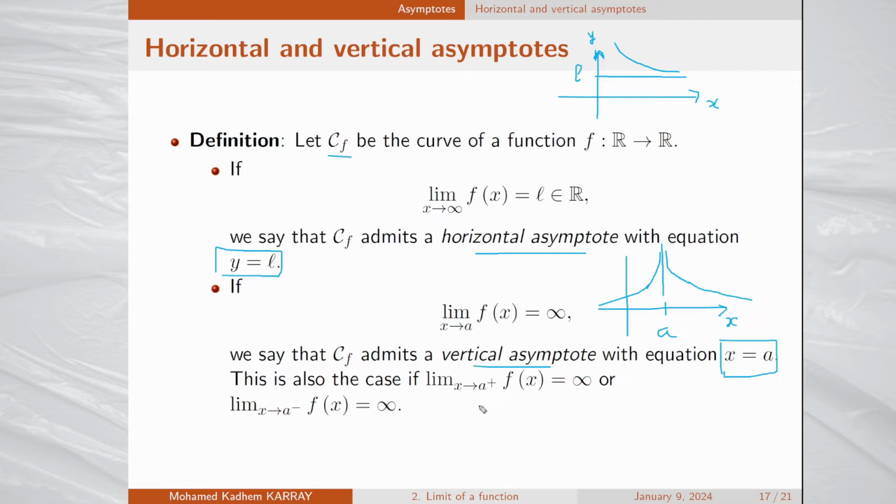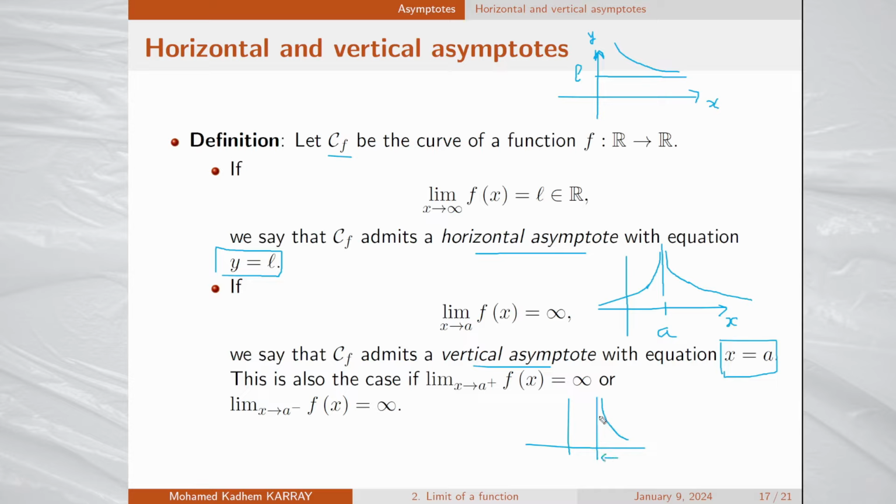This is also the case if the limit when x approaches a to the right is plus infinity, or the limit when x approaches a to the left equals either plus infinity or minus infinity. In all these cases, we say that this line of equation x equals a is a vertical asymptote of the curve of f.